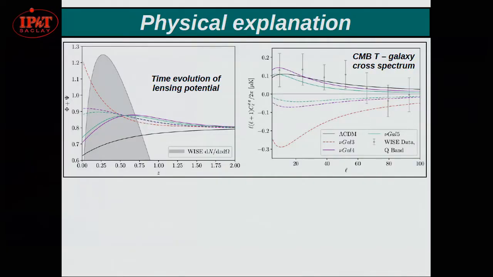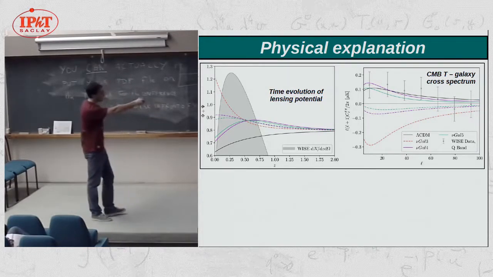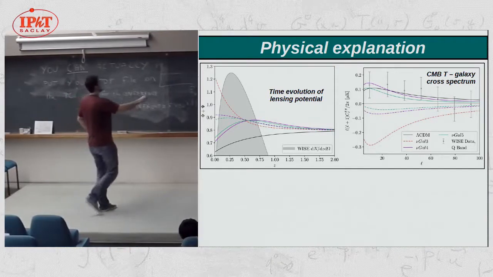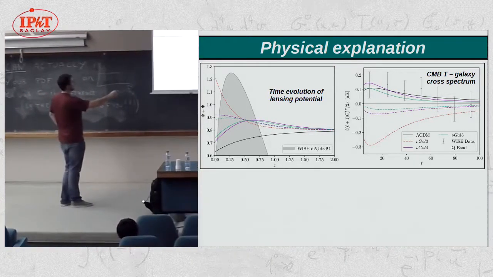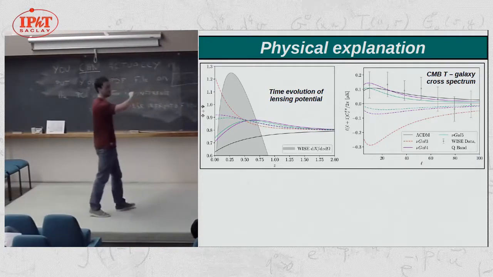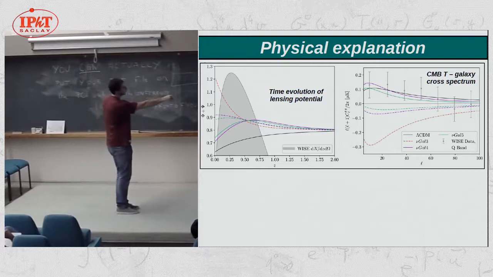This is just to provide a bit of physical intuition for the results here. What I'm showing on the left is a time evolution of the lensing potential, and on the right the corresponding WISE ISW signal. In black is lambda CDM. To build intuition, what happens in lambda CDM is that in the matter era, in the far right of this panel, not shown, the potential is constant, and when the acceleration begins, the acceleration causes the lensing potential to decay. This yields a corresponding positive amplitude for the ISW signal.